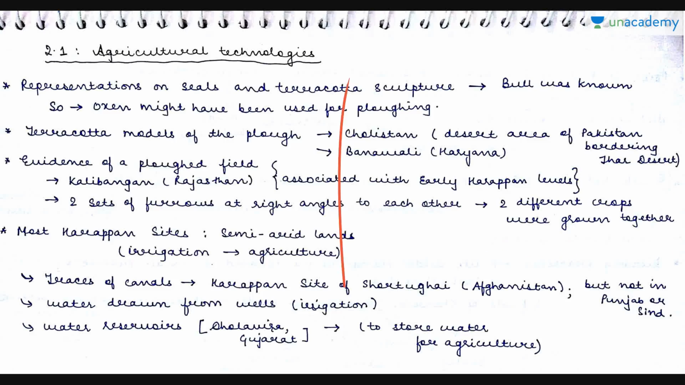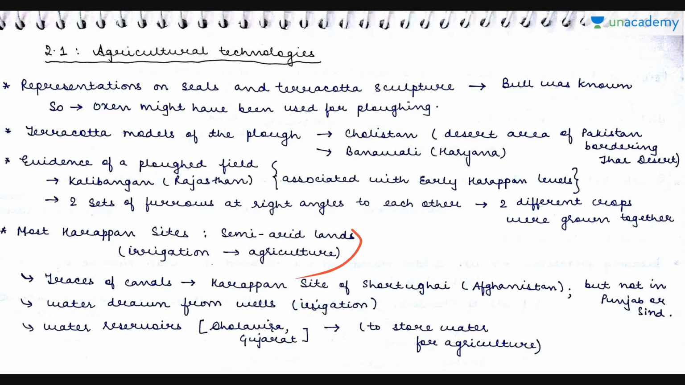Because if they had grown them in just one furrow, there would have been a problem. One crop might require different circumstances, like a different amount of water or soil, so there would be some hindrance for the other crop. So they do not do it in one furrow but in two furrows at right angles, so that there is no interference or disturbance between them, and that is why it suggests that two different crops were grown together. Then most Harappan sites were in semi-arid lands, therefore irrigation must have helped in agriculture. This is what I told you right now.